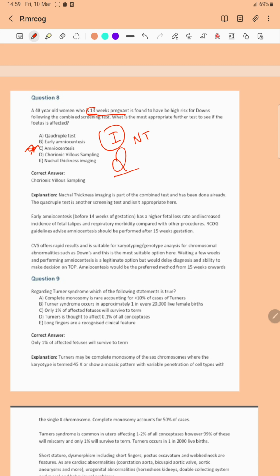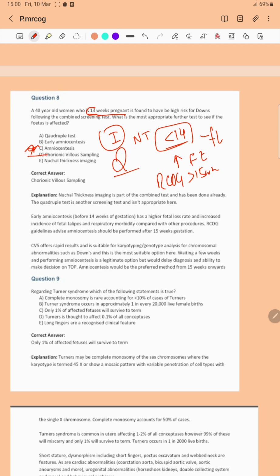Amniocentesis before 14 weeks of gestation has a higher risk of fetal loss and an increased incidence of fetal talipes and respiratory morbidity compared with other procedures. And what does the RCOG say? It says that if you want amniocentesis to be done, do it after 15 weeks of gestation. So our patient is at 13 weeks of gestation. So next is chorionic villus sampling.